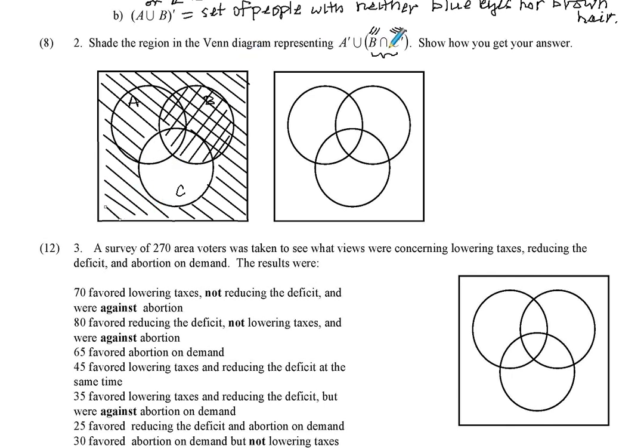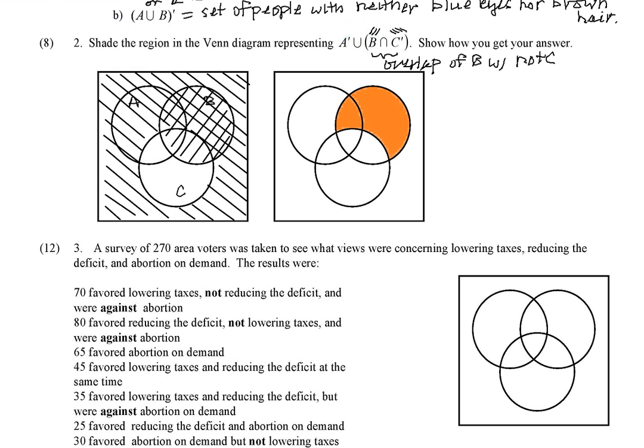And then the intersection here, remember that's the overlap. So this is going to be the overlap or the intersection of B with not C. You can see that the part that's crosshatched is this sort of crescent moon right here. So why don't we take that and shade it over here. So this is our B and not C. And then we want to unite that with A prime.